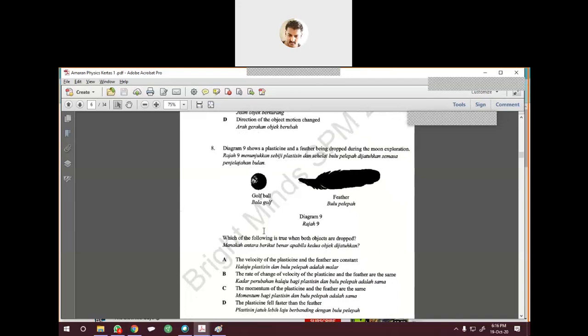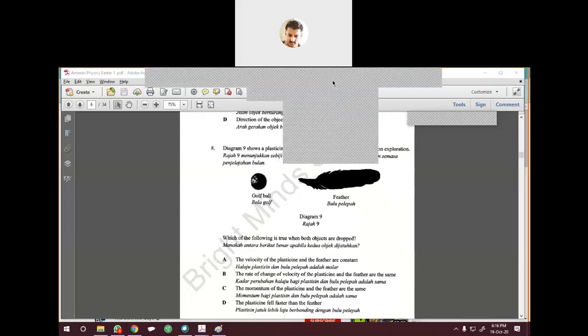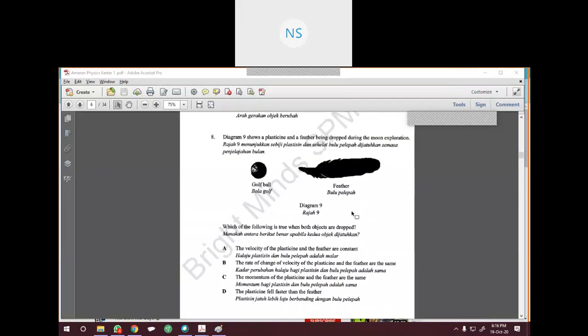Next one, 8. Diagram 9 shows the plasticine and a feather being dropped. Both objects are being dropped. Remember, I showed you a video of this, how it looks like when you drop a ball and a feather.